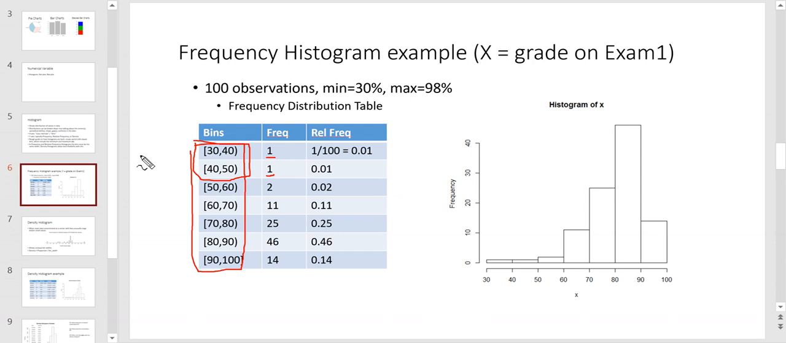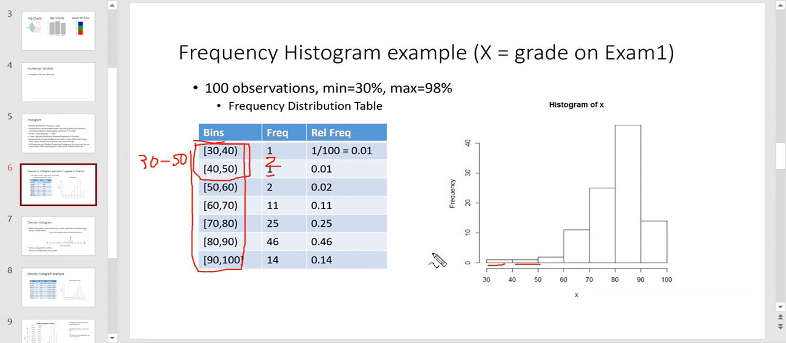So I could maybe collapse these to 30 to 50, make it 20 wide, and then the frequency would be 2 as opposed to 1 in each, right? Because I could just add them up. And here I could end up having one bar instead of these two bars. But now I'm in the realm of density, and I can no longer deal with frequency or relative frequency.